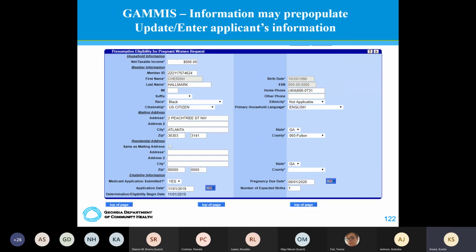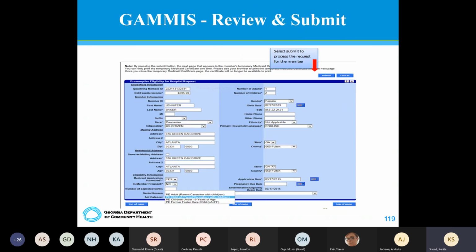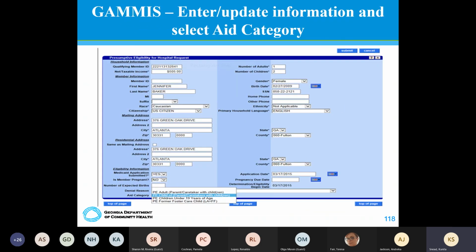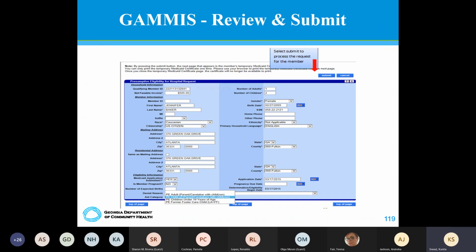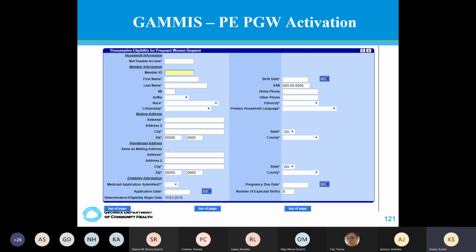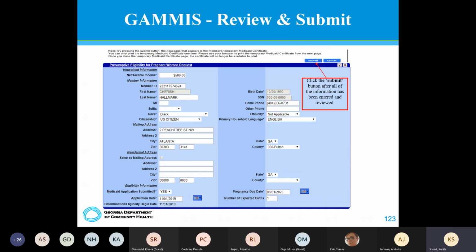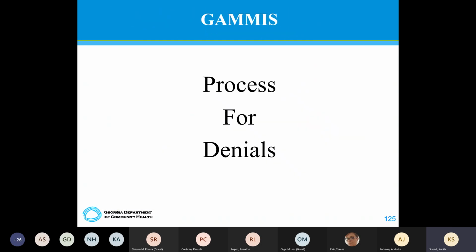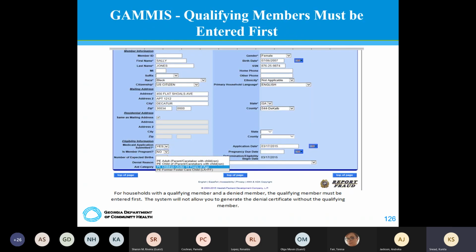So for the denial people, remember I told you to go ahead and put their information in. So we'll put the information in for the qualifying people first. You're going to put all the qualifying people's information in first, hit submit and all of that. So you'll do that for each individual person. But once you have put in the people that have been approved, then you're ready to put in the people that have been denied.